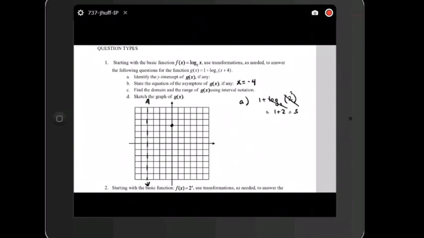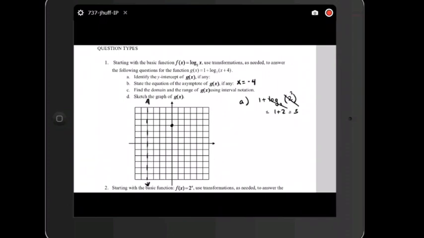The domain and range of g of x. The graph is going to be contained on the right side here. We're going to have to get a couple more points to get the exact shape of it, but the graph is going to look something like that. And so we can see that the domain starts here at -4 and goes in that direction. And then the range is going to go from -infinity to +infinity.